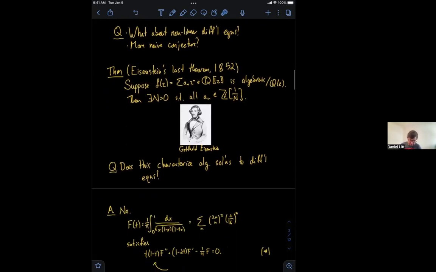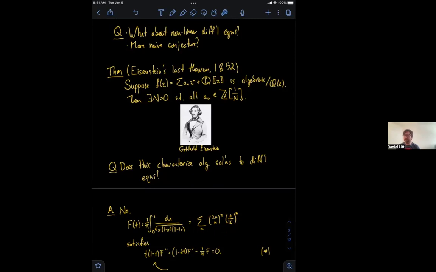Here's an example. You can take f of t to be the following function: 1 over pi times the integral from 0 to 1 of dx over the square root of x times (1 minus x) times (1 minus tx). This is an elliptic integral. It's a function of t, so we're changing the elliptic curve we're integrating over. And here's the Taylor expansion of this function about 0: the sum of (2n choose n) squared times t over 16 to the n. Well, 2n choose n is an integer, and so only powers of 2 appear in the denominators of this function.